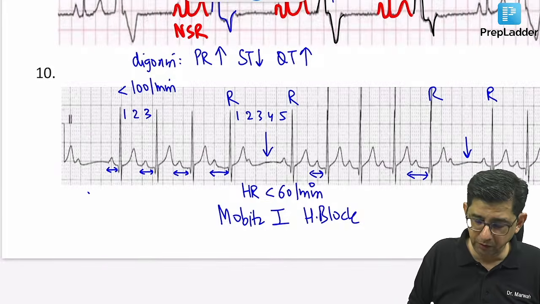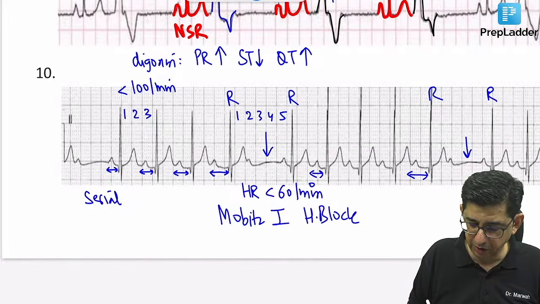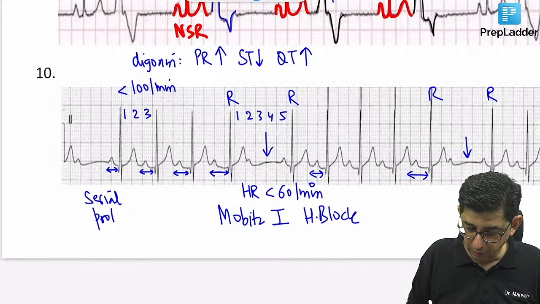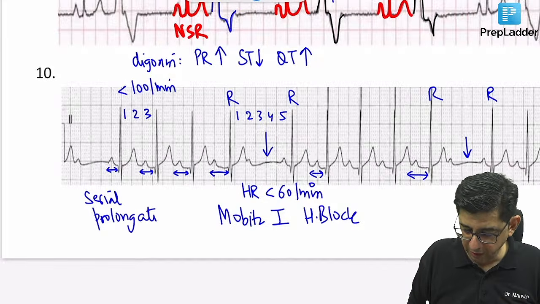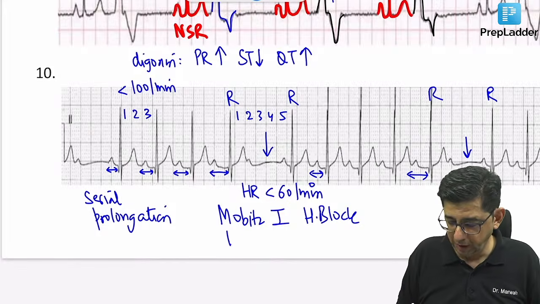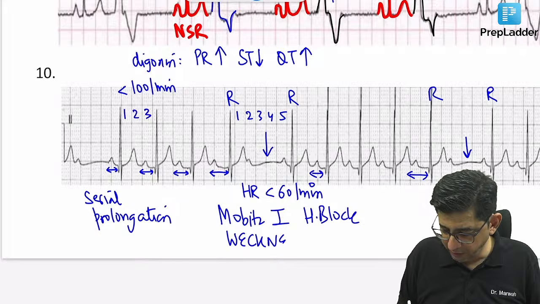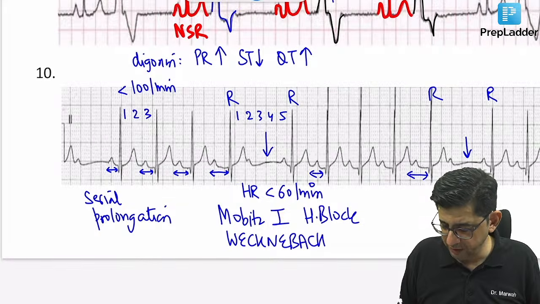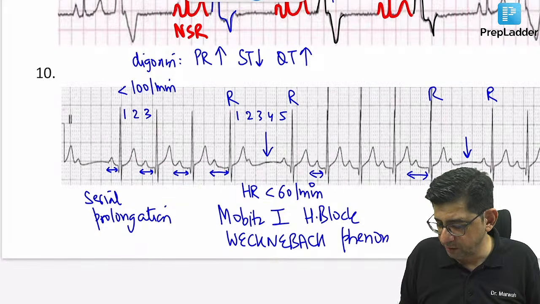But the key word in this particular question would be a serial prolongation, which is responsible, and had a very good input there. The very good input was Wenckebach phenomenon. So let me just write that as well, because this would be a ready reckoner for you when you have to revise the ECG. You can just use this document subsequently.